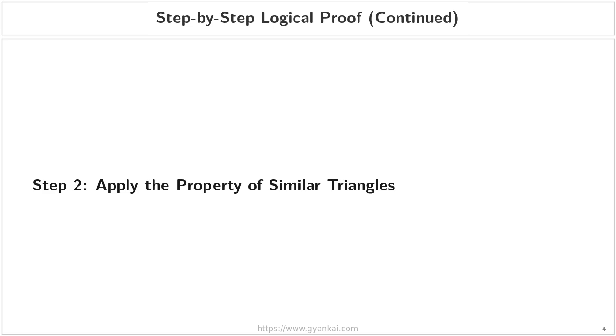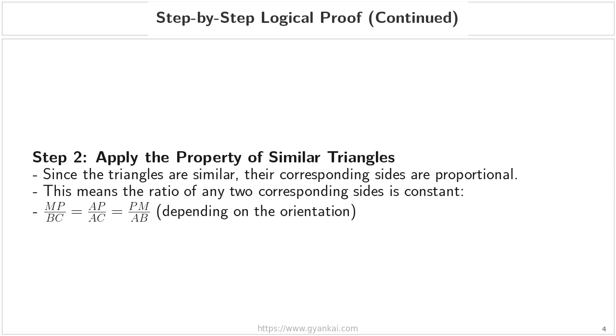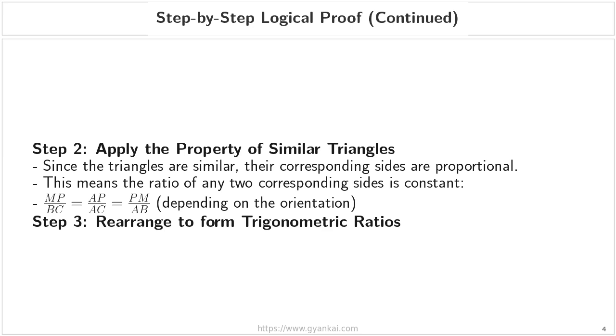Step-by-step logical proof continued. Now that we have established in the previous slide that triangle PAM and triangle CAB are similar using the AA criterion, let's move into step 2, where we apply the fundamental property of similar triangles. Because these two triangles are similar, we know that their corresponding sides are in proportion. This is a crucial point. It means that the ratio of any two corresponding sides remains constant across both triangles. Depending on how the triangles are oriented, we can write this as MP over BC equals AP over AC, which also equals PM over CB. Now, let's transition to step 3, where we begin to rearrange these proportions to specifically form our trigonometric ratios.